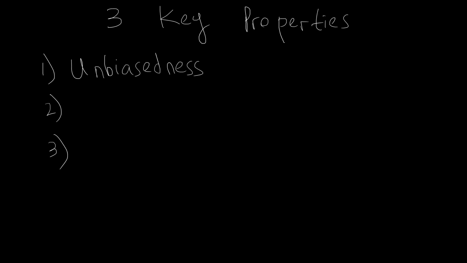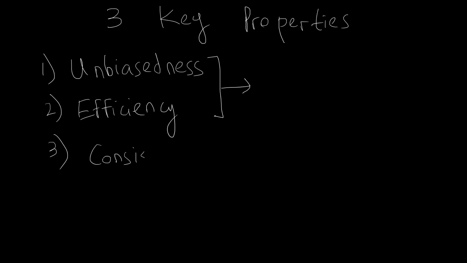So the first two of these, that is unbiasedness and efficiency, relate to finite sample analysis. What we mean by finite sample analysis is simply that the sample that we have taken has a finite number of observations. On the other hand, consistency is a property which relates to analysis where the sample size tends to infinity.